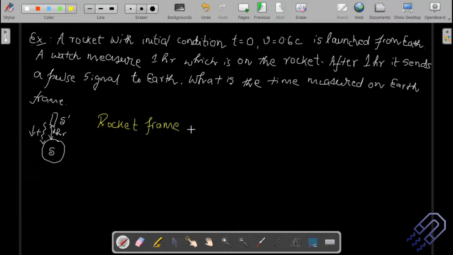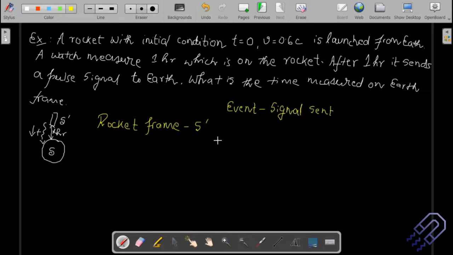Okay, and the rocket frame is nothing but the S prime frame, right? So we are just considering it to be the S prime frame, and we are considering an event here. And what is that event? The event is the signal that we are sending. Okay, so signal sent. The signal that is getting sent is actually the event that we are considering.